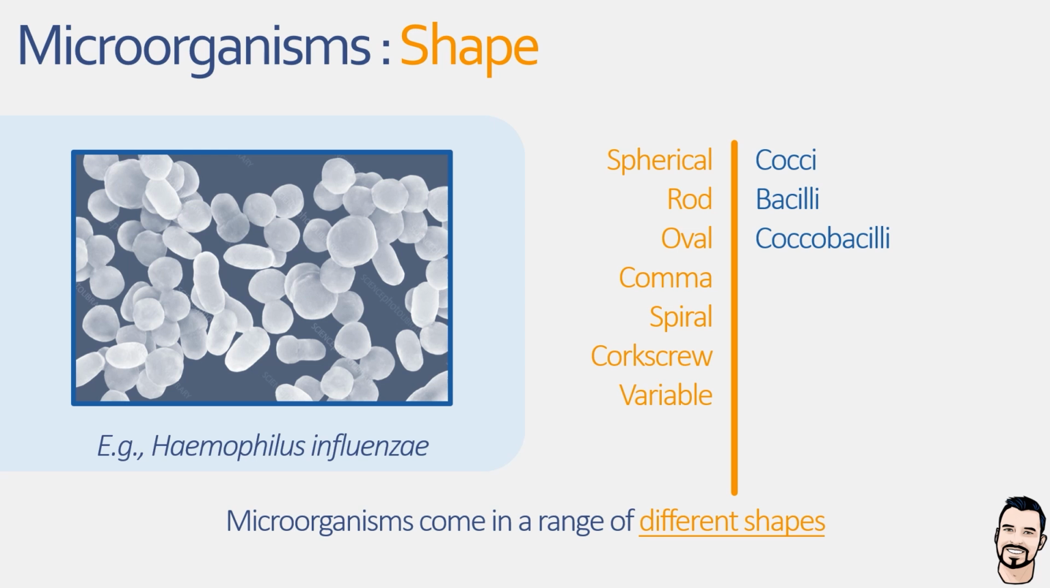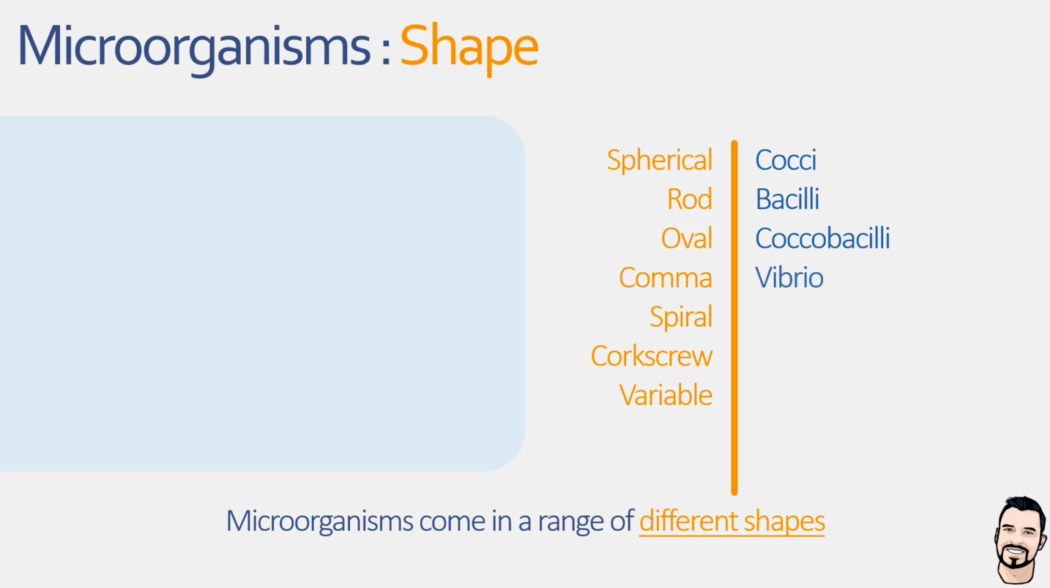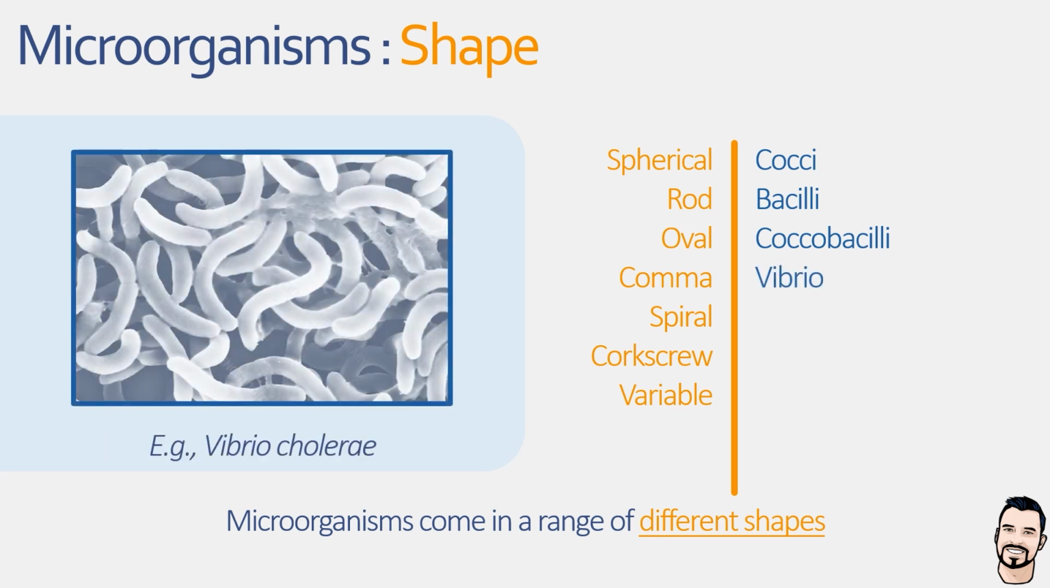Some other bacteria take on a distinctive comma or curved shape known as vibrio. Now, this curvature is due to asymmetric cell wall growth, where one side elongates slightly more than the other during division, and a key example of this is Vibrio cholerae, which is responsible for cholera and severe diarrheal diseases.